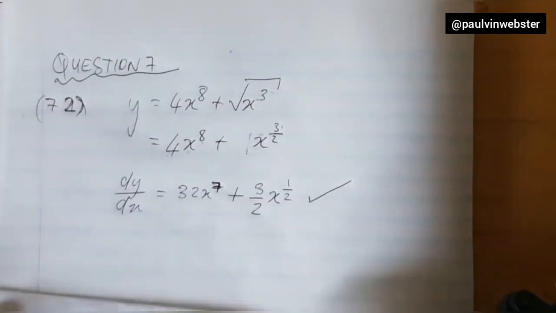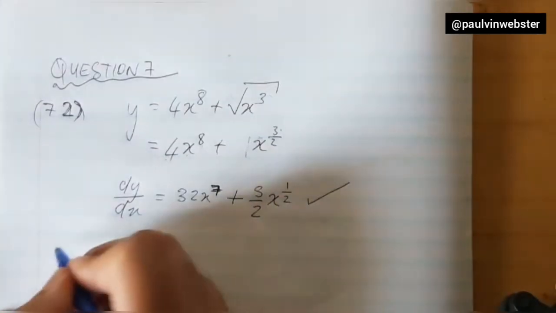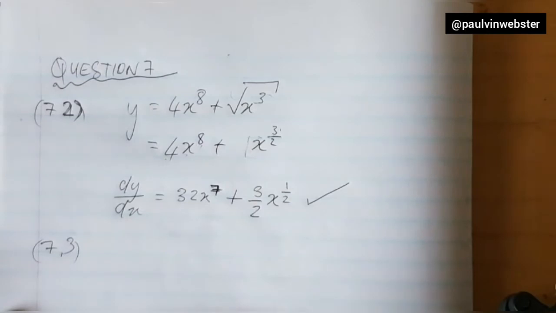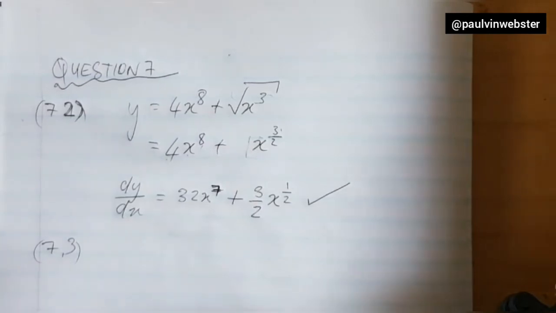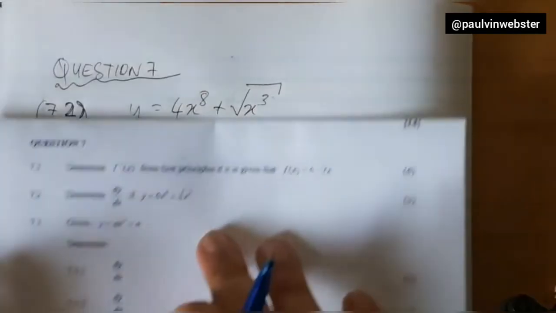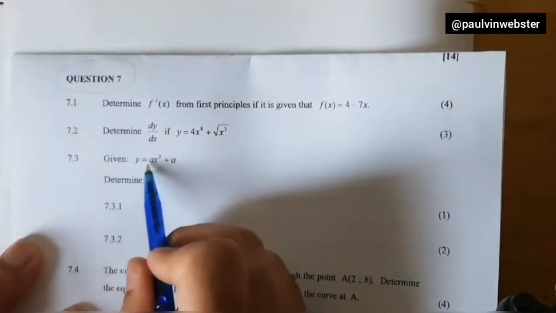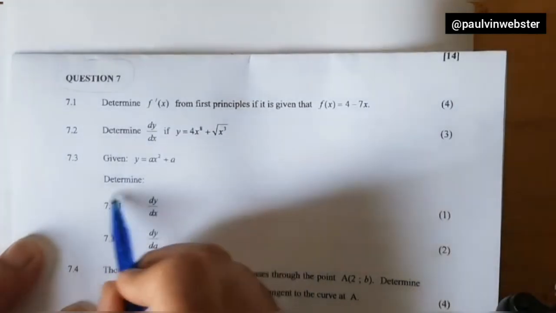Let's move on to the next one, 7.3. So here comes that one. I think I can squeeze in 2 more questions, okay, because it's like 3 marks worth. So they gave us ax squared. So it's given that y is equal to ax squared plus a. Now we need to determine dy dx.